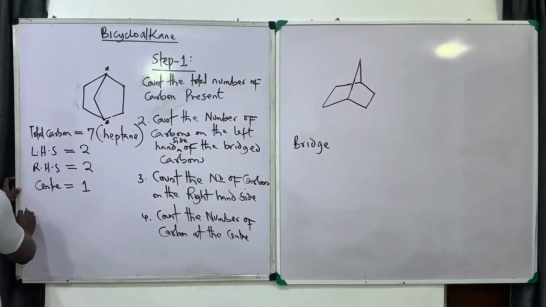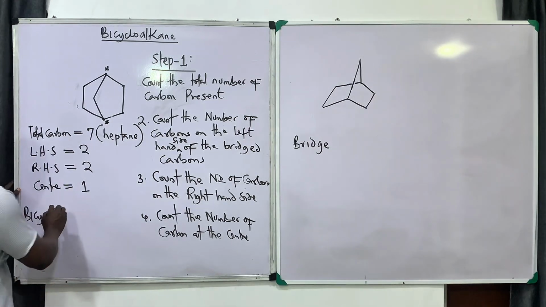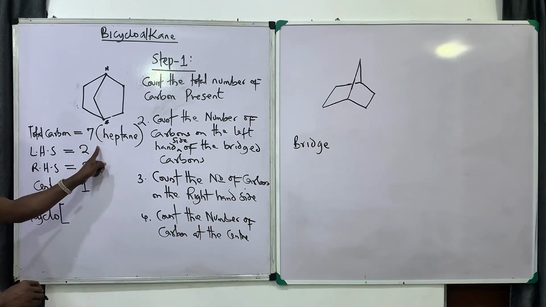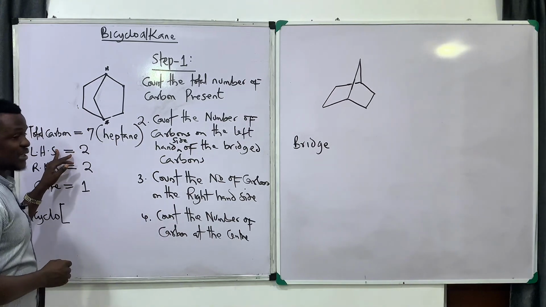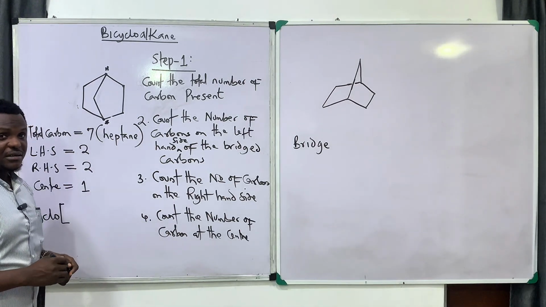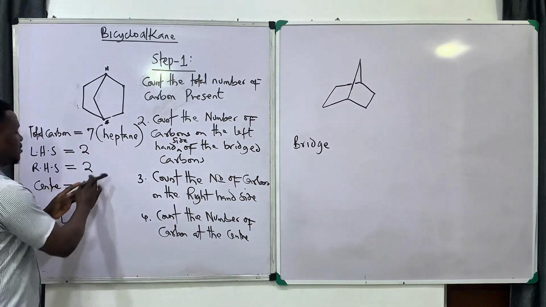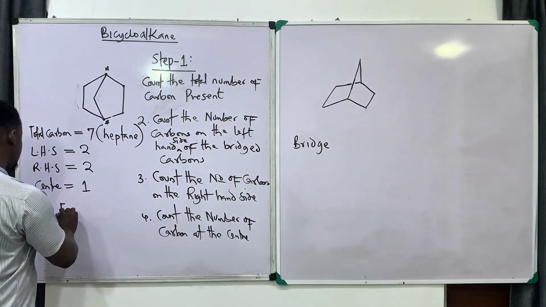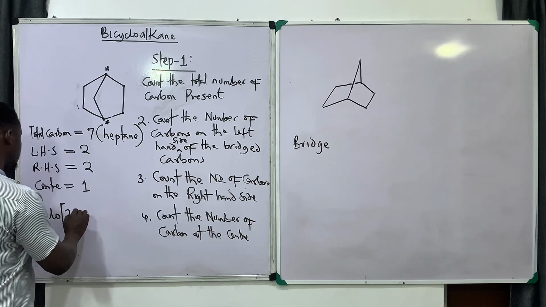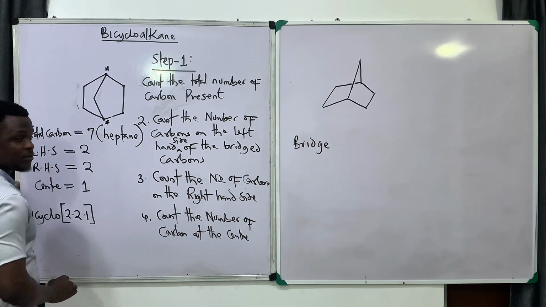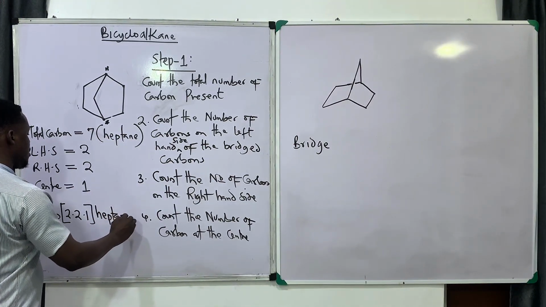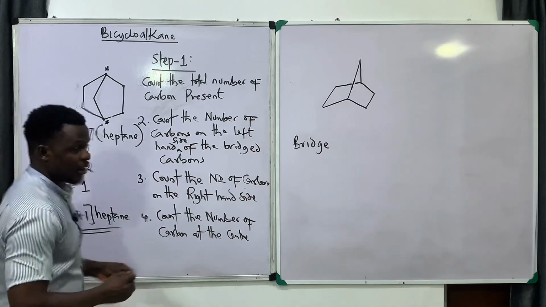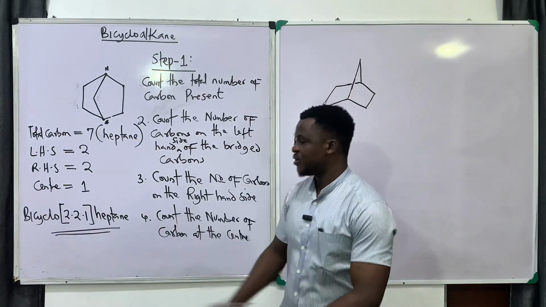So what we are simply going to do for us to get the name of this compound, we'll come here and we will say bicyclo. We must start with bicyclo, it is a must. Then you open a square bracket, arrange these numbers in decreasing order. Now it doesn't really matter which one was at the left hand side or which one is at the right hand side, right? So arrange it in a decreasing order. So this is 2, you put a dot, 2, you put a dot, 1. What was the total number of carbon here? Heptane.